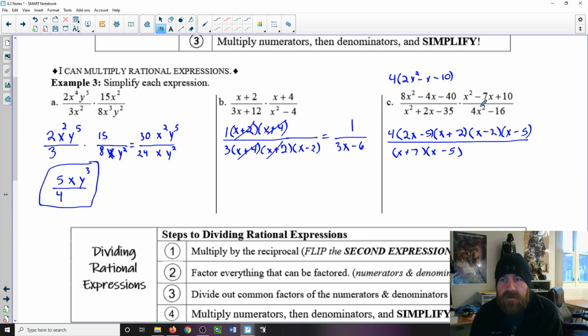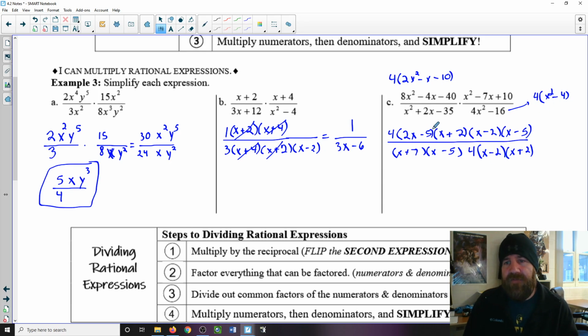It's a 7. And then this one, we have a greatest common factor of 4. So let's pull that out first. And that becomes x squared minus 4, which factors down to be x minus 2, x plus 2. Okay, so if you need a little side note there, if we factored out a 4, that would be x squared minus 4. And that's what we're breaking down to get this.